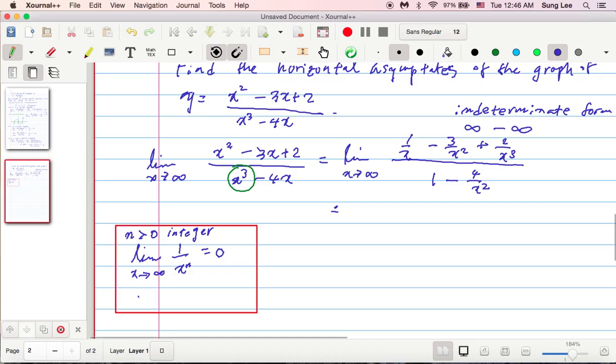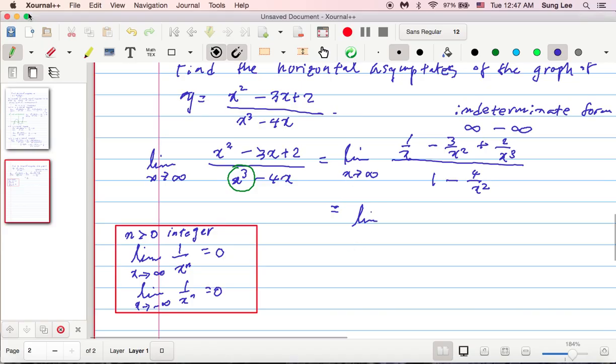The same thing can be said also for the limit of 1 over x to the power n when x goes to negative infinity. Again, n is a positive integer. So this is going to be 0 also. So that's an important thing we need to know. So using that, what happens here?